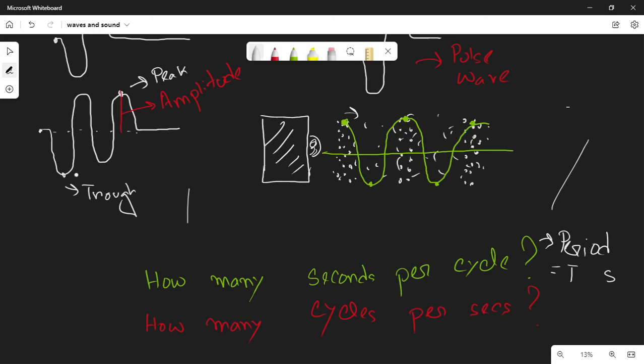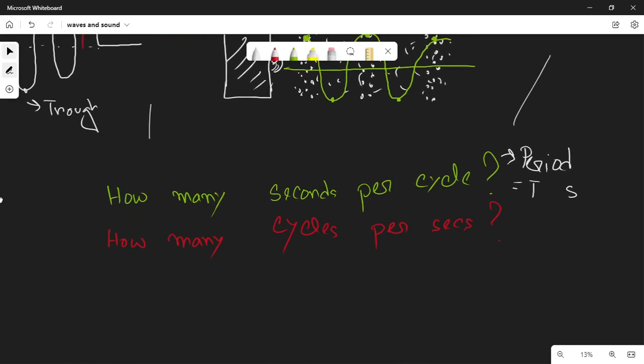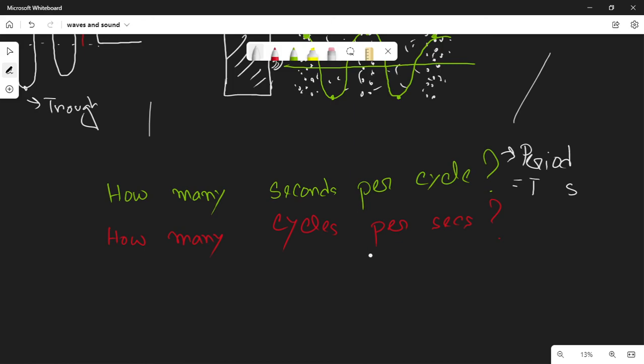And the second question is how many cycles per second. That means in each second, how many times can I do this up, down, and then back again? Maybe it's 20, like in each second I did it 20 times. It can be. And this is called the frequency. It's denoted with an F, and the unit is hertz.